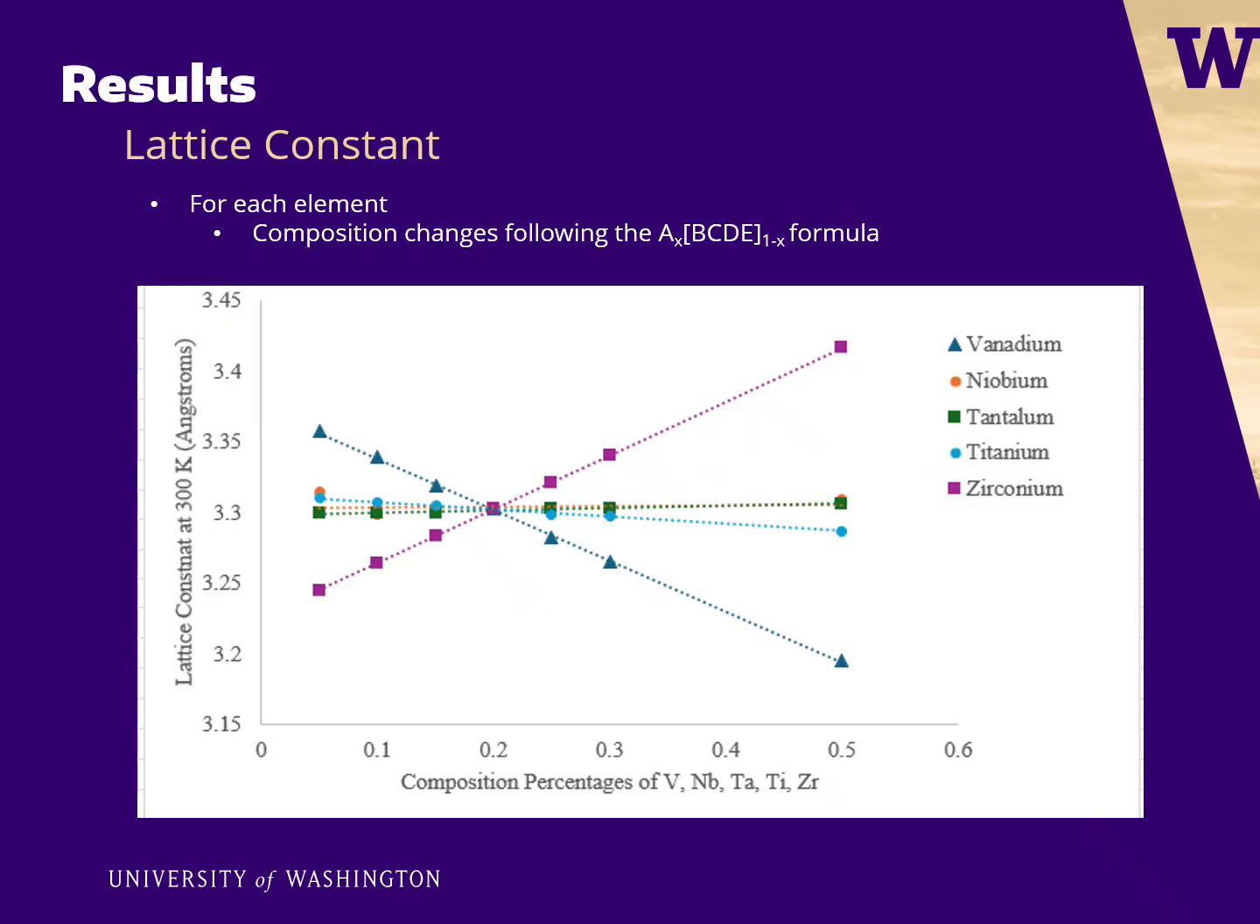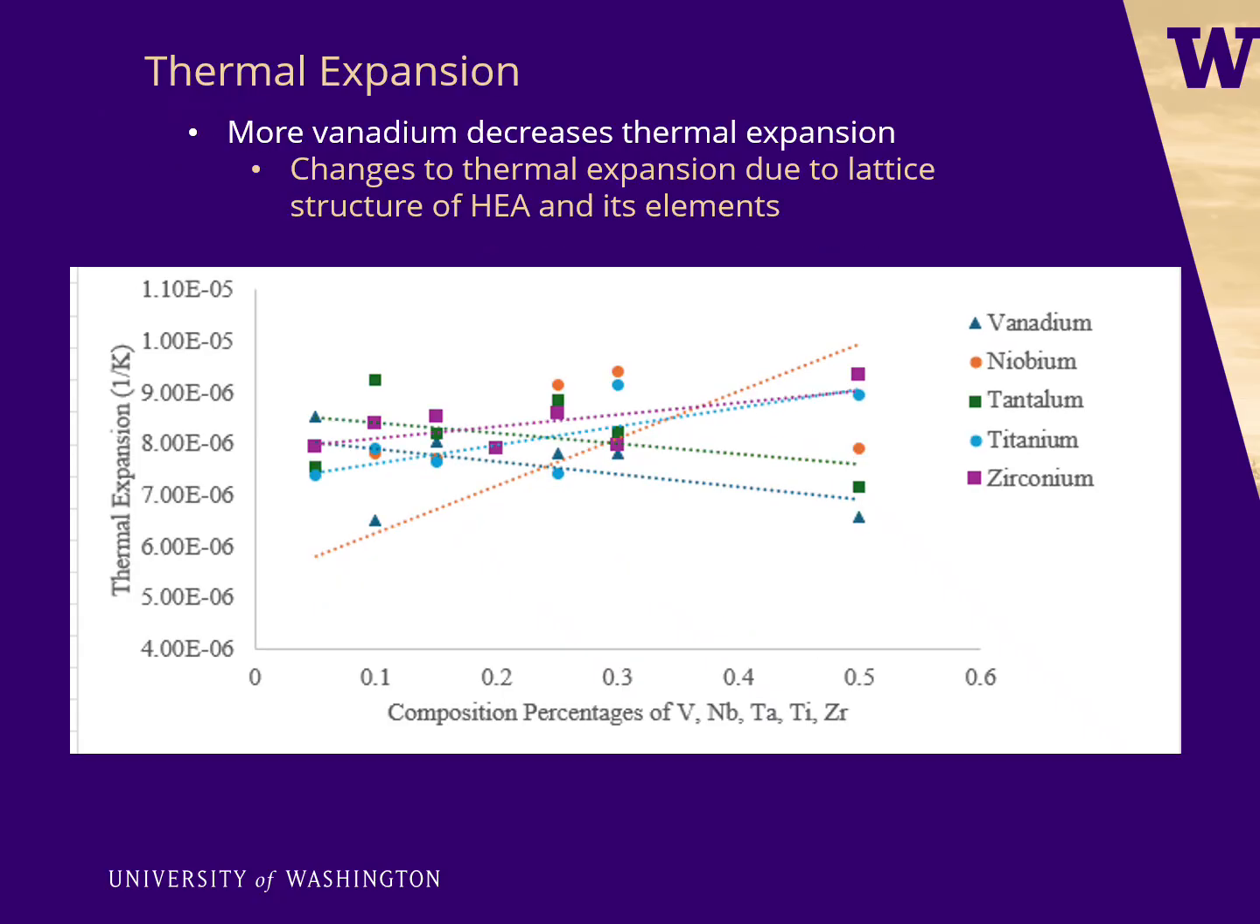Each element's composition was adjusted using the ABCDE formula mentioned earlier, where A is represented by the dominant element. During each run, the alloy had varying dominant concentrations. When the zirconium composition increased, the lattice constant increased. This data is important for later properties calculations because the whole alloy reflects the behavior of individual elements. When comparing thermal expansions, vanadium actually decreases the thermal expansion as its concentration increases. The opposite can be said for titanium and zirconium.